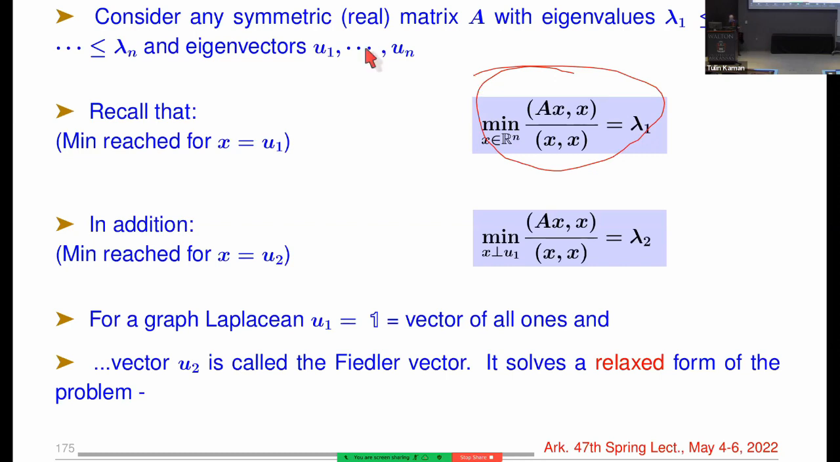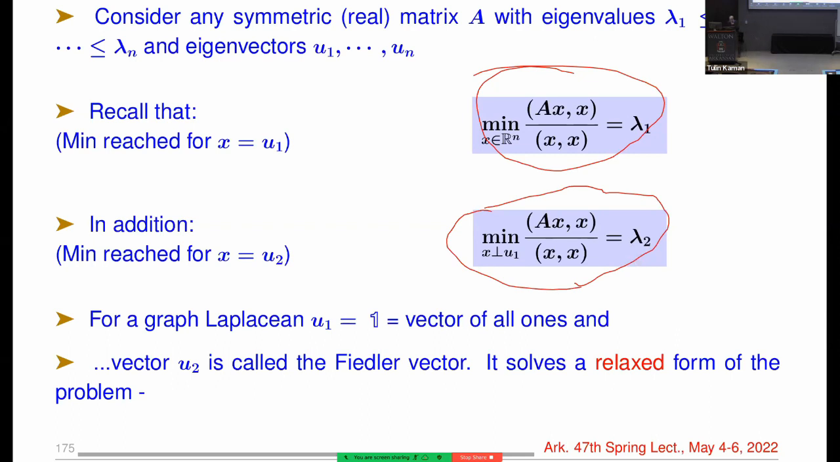First of all, let me remind you of some of these results. I'm sure you know this. The minimum of the Rayleigh quotient, AXX divided by X transpose X, is the smallest eigenvalue. And if you take the minimum with the condition that X is orthogonal to the first eigenvector, then you get the second eigenvalue.